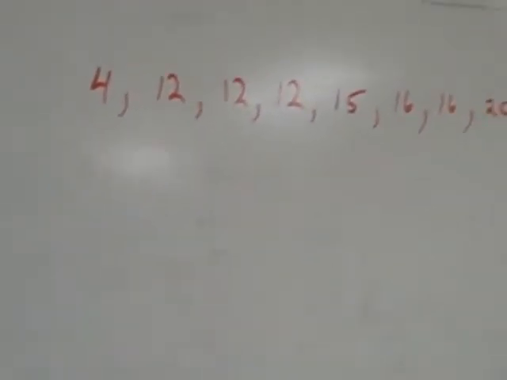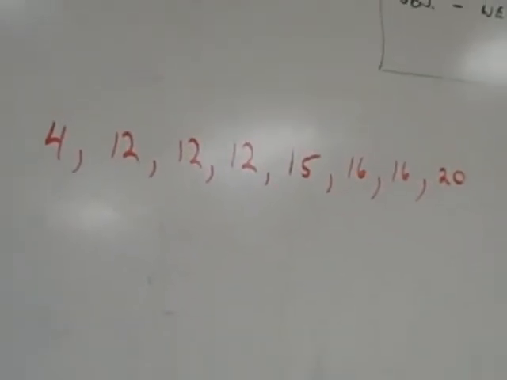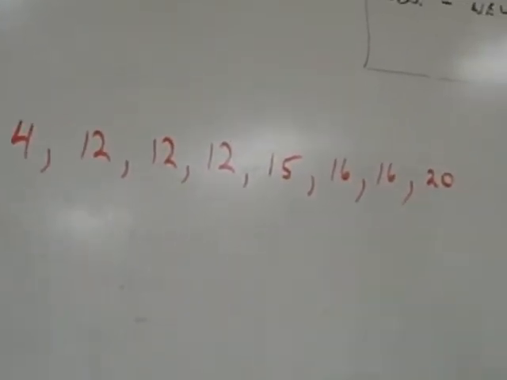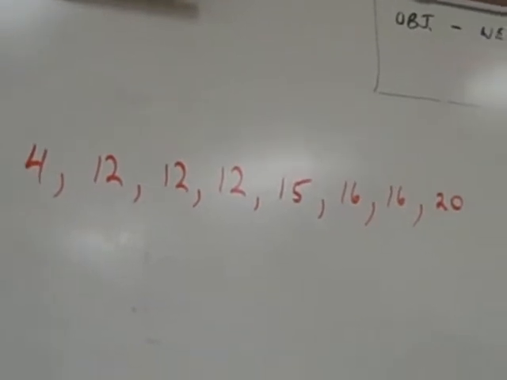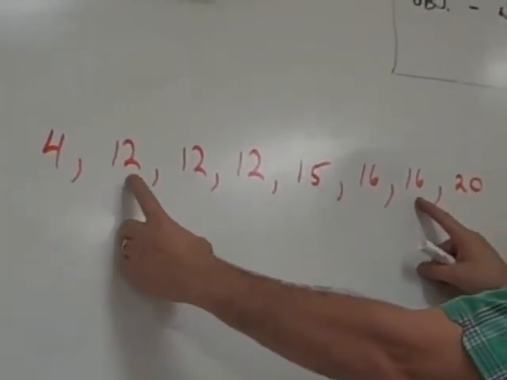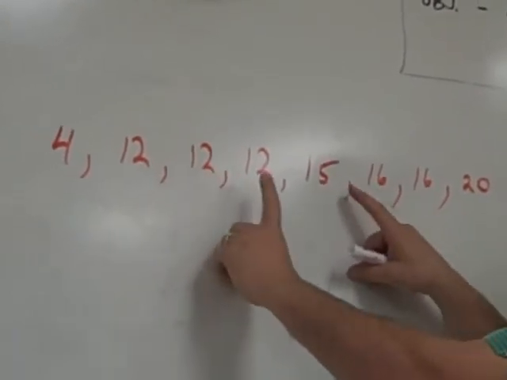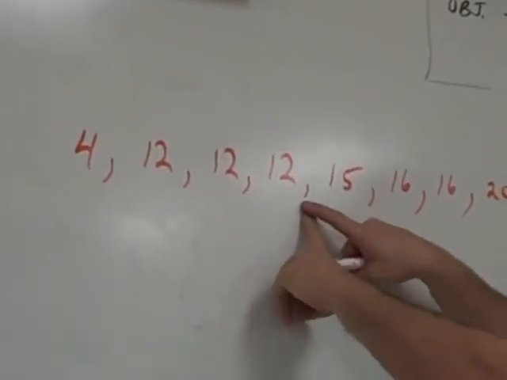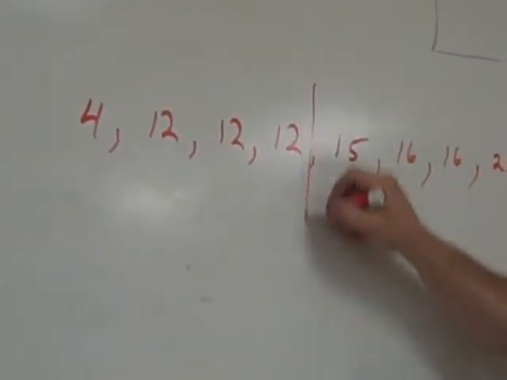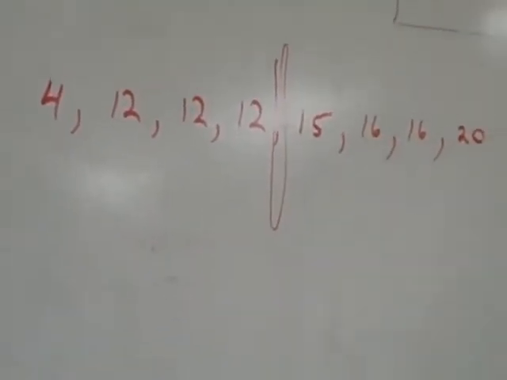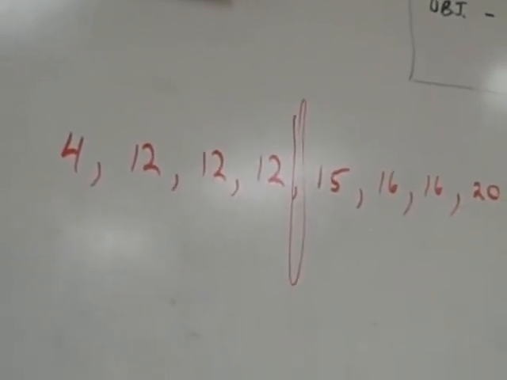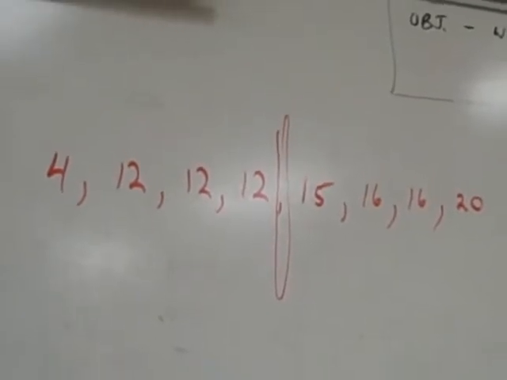There's a list of data. 2, 4, 6, 8 of them. Now, if I want to find the median, count in. Boink, boink, boink, boink, boink. Where did my fingers come together? In between the 12 and the 15. Does everybody understand? The middle number is in between 12 and 15.